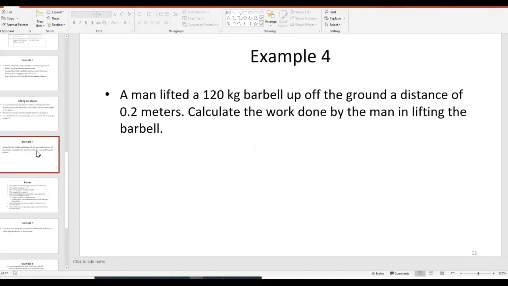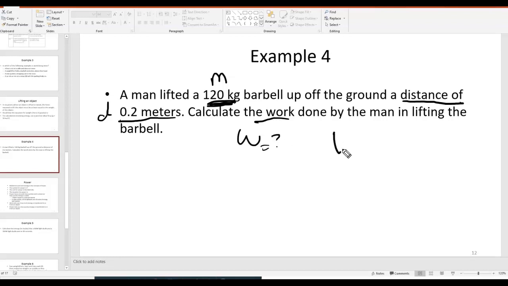Example 4. It says a man lifted a 120 kilogram barbell. Notice kilogram is the unit for mass, so this is the mass. He's lifting it up off the ground a distance of 0.2 meters, so I'm going to label that d. Notice I'm not actually given a force, but I am asked to calculate the work.